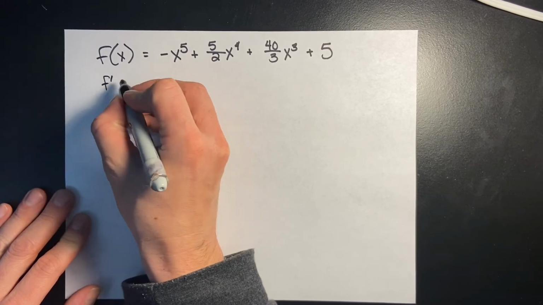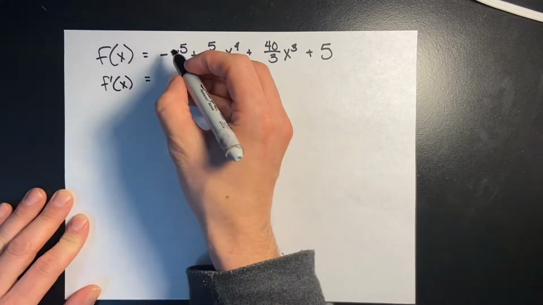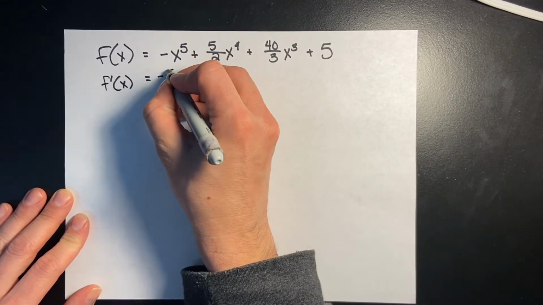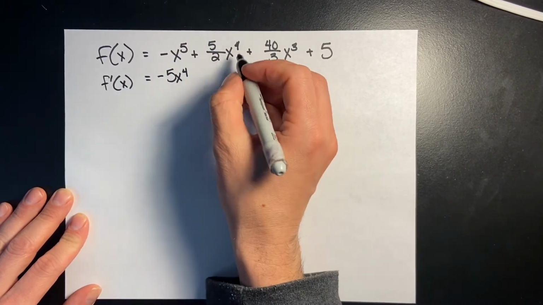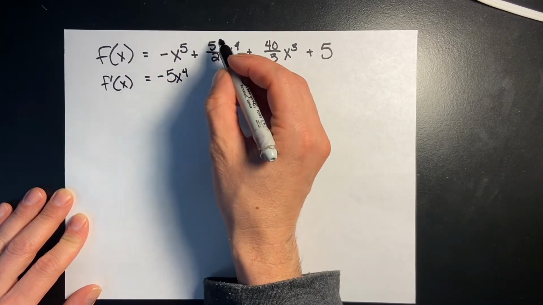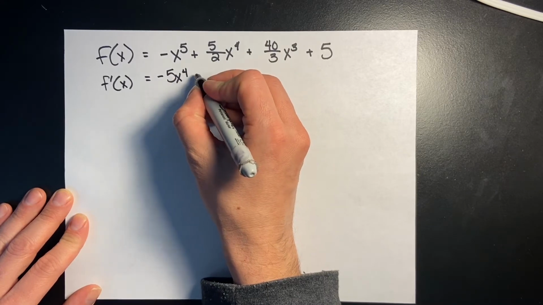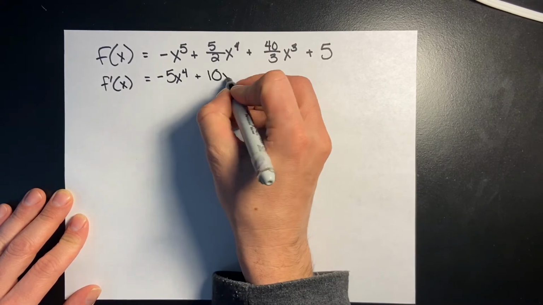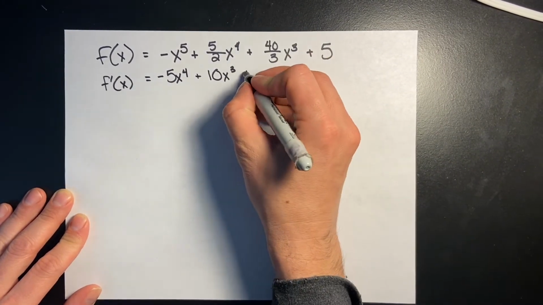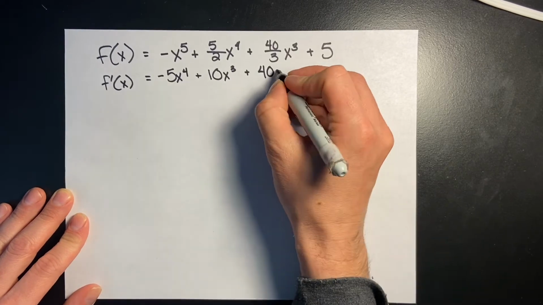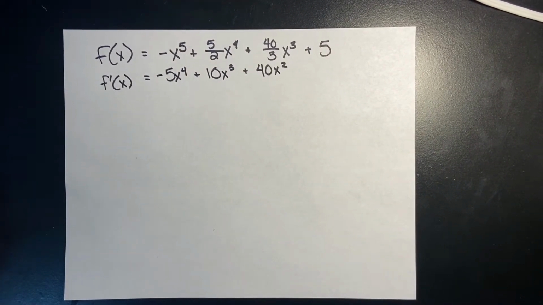So the derivative of f of x is going to be equal to negative 5x to the 4th. Drop down the 5, take away 1. Drop down the 4. 5 halves times 4 is going to be 10x to the 3rd. Drop down the 3. That kills off the 3 there. 40x squared. And then plus 5 goes away.